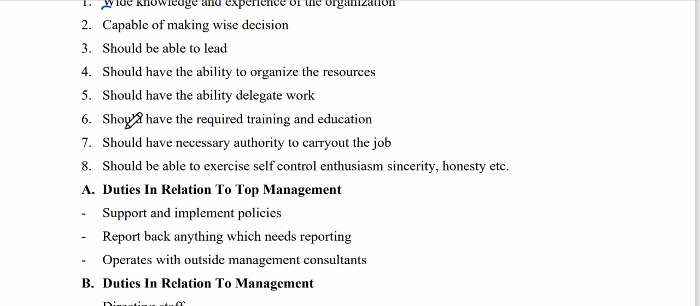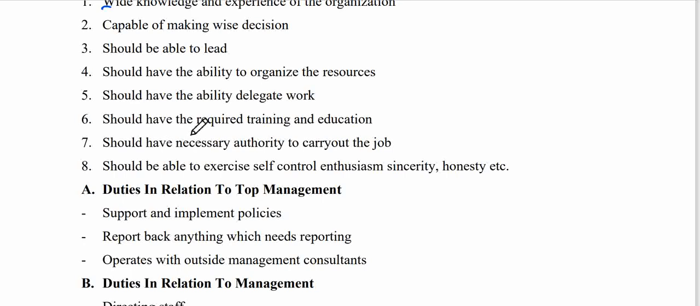You cannot just lead. So you must be somebody who is tolerant, somebody who is able to really understand people first of all, so that we have somebody who understands how to manage people very well. Next, should have the ability to organize the resources, should have the ability to delegate work. So if you are not going to be around, or you have another responsibility and another one is going on, you give that one to another person.